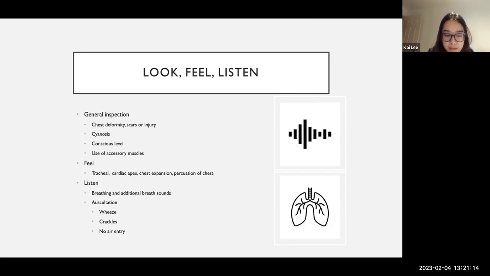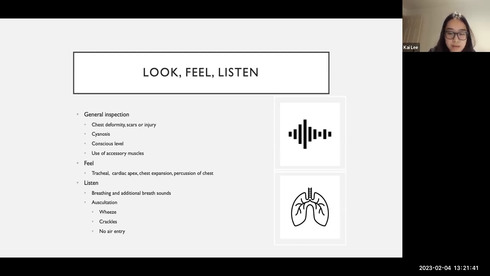Then you'd like to assess for whether there's equal expansion of the chest, and on percussion of the chest, you'll be able to come up with further differentials depending on the sound of the chest, whether it's resonant, dull, or hyperresonant. Then listening would again include assessing the breath sounds and auscultating using your stethoscope.